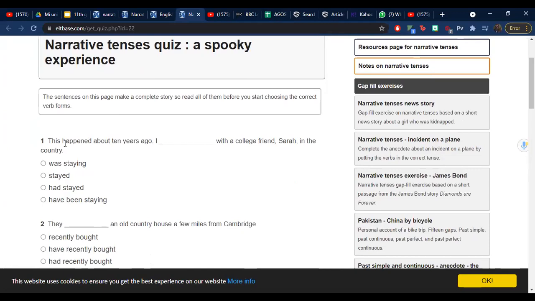So what we have is: this happened about 10 years ago. I, with a college friend, Sarah, in the country. So we're building the context. Set the context. What would you put? What would you put, people? I was staying, I stayed, I had stayed, I've been staying. Remember, we are setting the context.